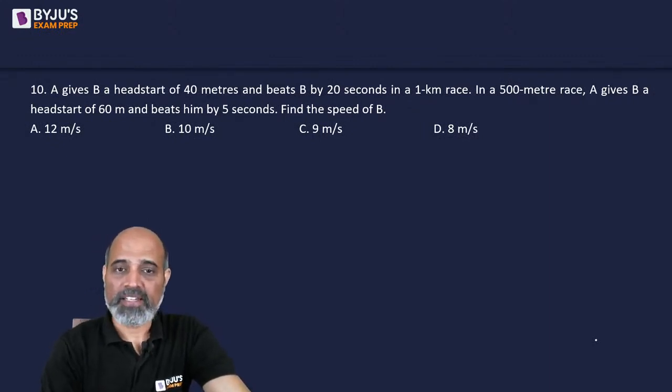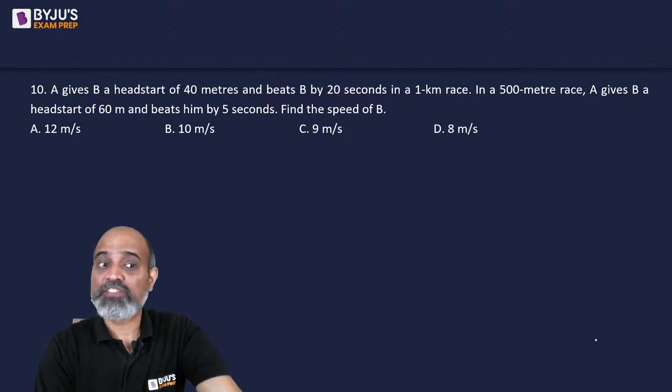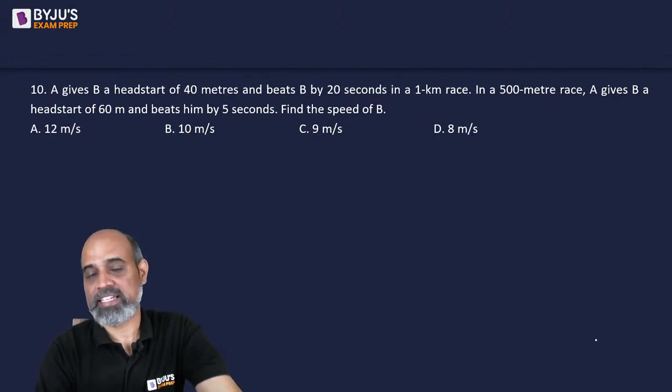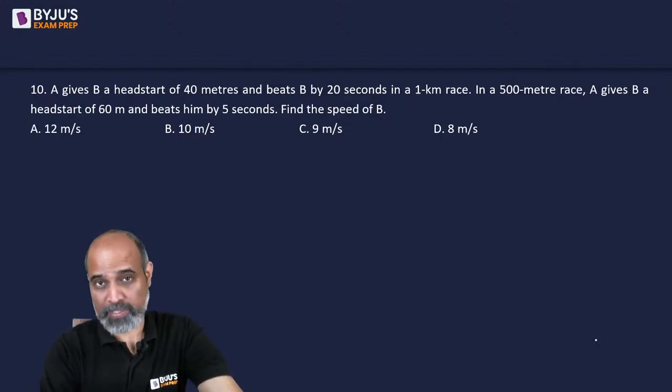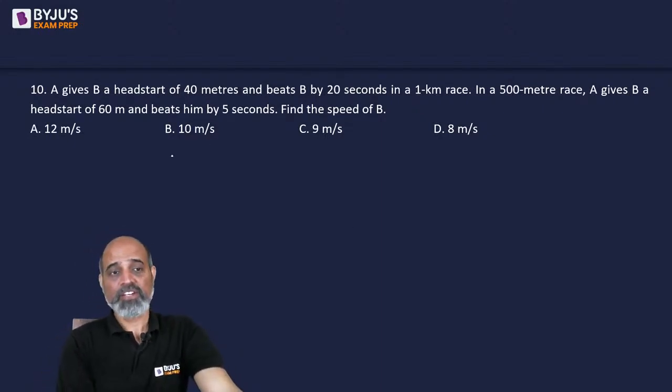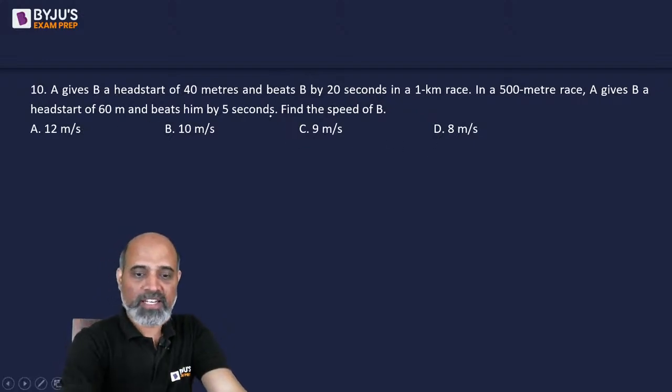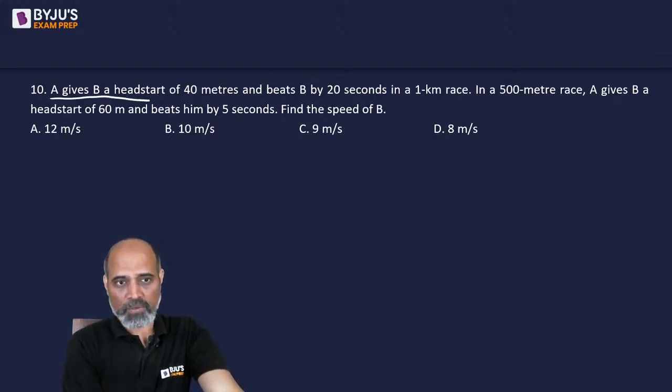ठीक है, ओके. The next one: A gives B a head start of 40 meters and beats B by 20 seconds in a 1 kilometer race. In a 500 meter race, A gives B a head start of 60 meters and beats him by 5 seconds. Find the speed of B. So this question is pure on visualization. ठीक है? So if you look at the first scenario, तो मैं 2 color ink लूंगा.